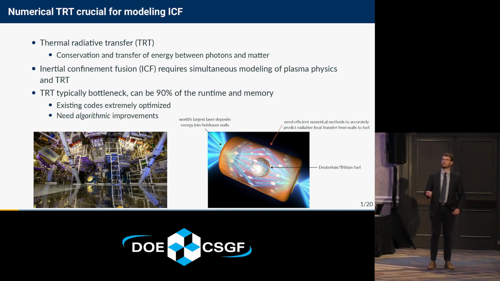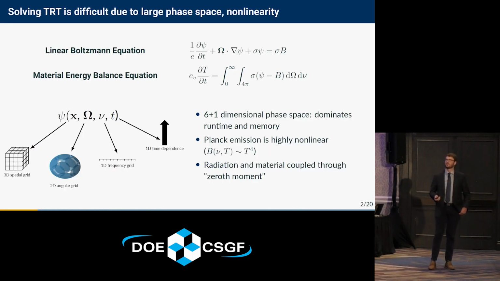walls into the fuel. In codes of the National Ignition Facility, TRT is typically the bottleneck. It can be 90% of the runtime and memory. Existing codes are extremely optimized, so we need algorithmic improvements. The trouble is that solving thermal radiative transfer is very difficult. The equations have a large phase space, and they have significant nonlinearity.